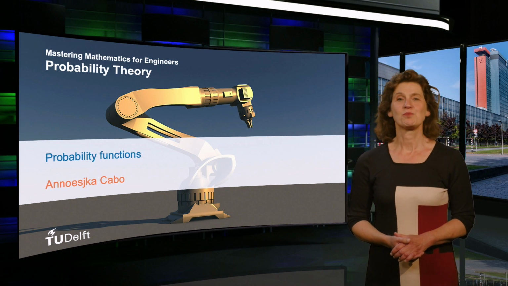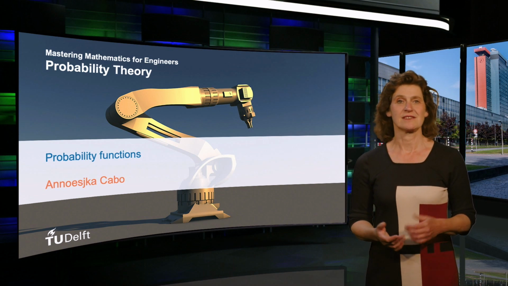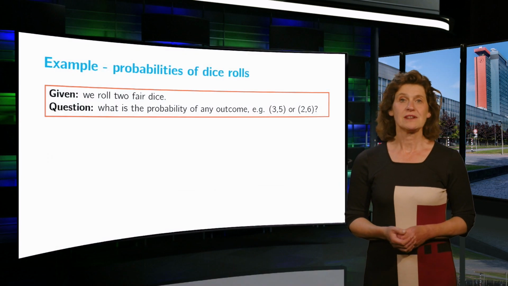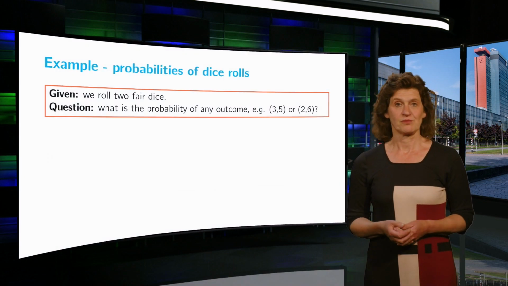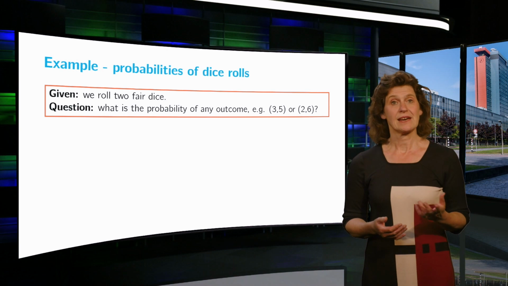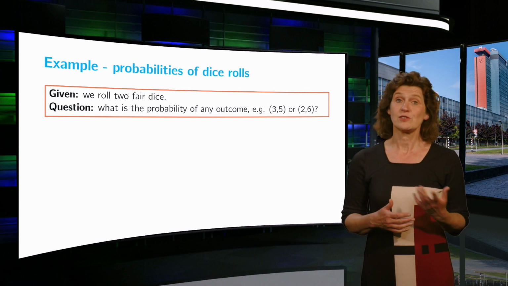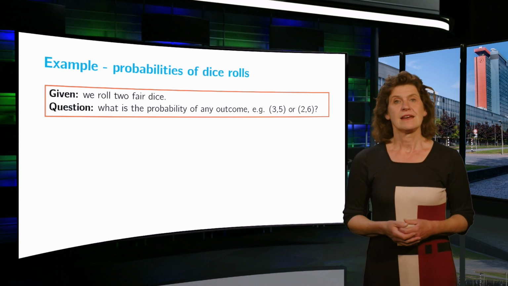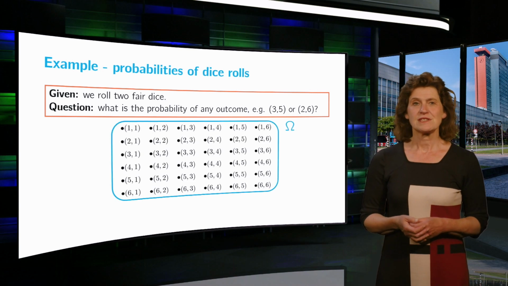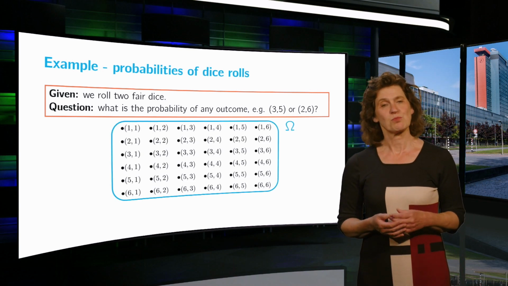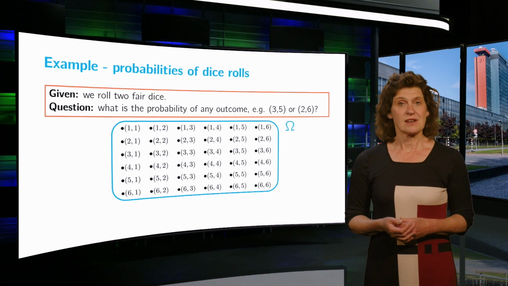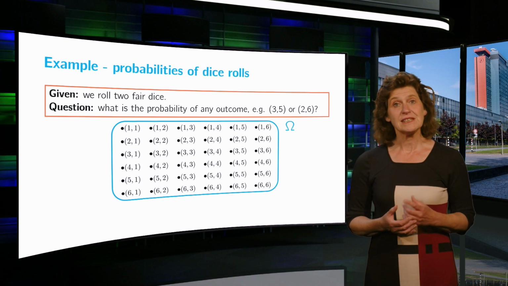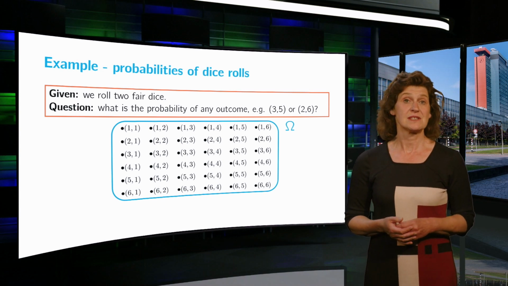Let us return to our previous example of rolling 2 standard dice. What is the probability of rolling a particular outcome? For example, a red 3 and a blue 5, or a red 2 and a blue 6. As you remember, our sample space consists of 36 possible outcomes. Since the dice are fair, the probability of each of these 36 outcomes is equal.